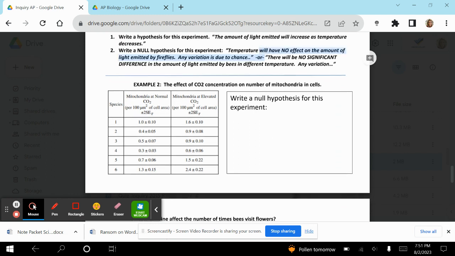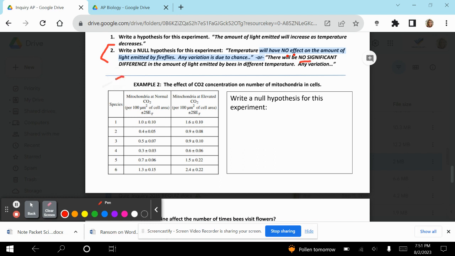Okay. So a couple good examples that you can write for the null hypothesis are here. Temperature will have no effect on the amount of light emitted by fireflies. Any variation is due to chance. Or you can say there will be no significant difference between the amount of light emitted by fireflies in different temperatures. Again, any variation is due to chance.